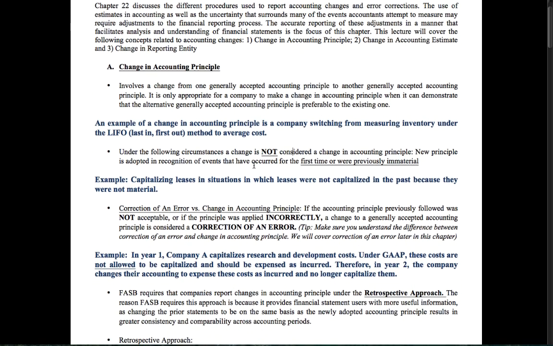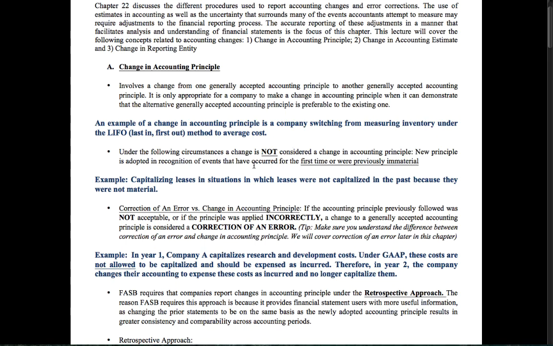Alright, first up, let's talk about change in accounting principles. This involves changing from one generally accepted accounting principle to another generally accepted accounting principle. That is, from one GAAP accounting principle to another. One key thing to note here is that it's only appropriate for a company to make a change in accounting principle when it can demonstrate that the alternative principle they're going to use is preferable to the existing one.